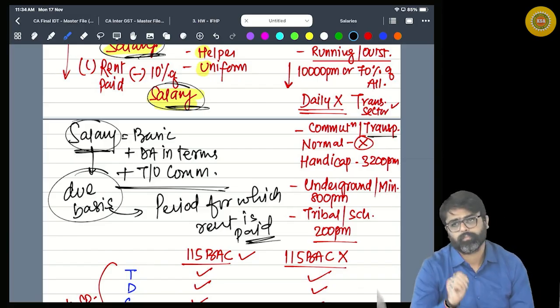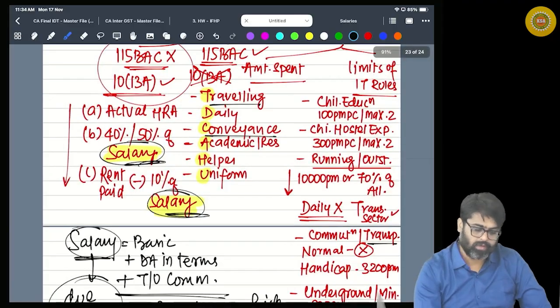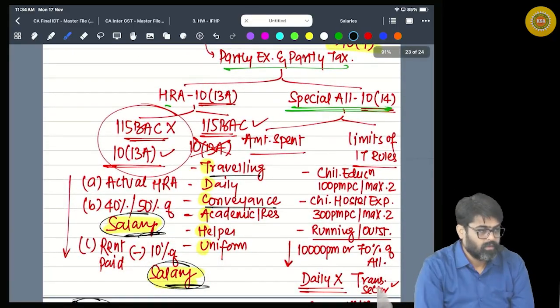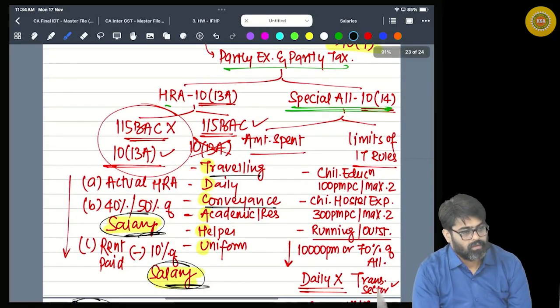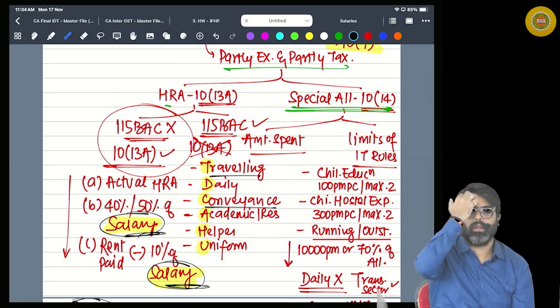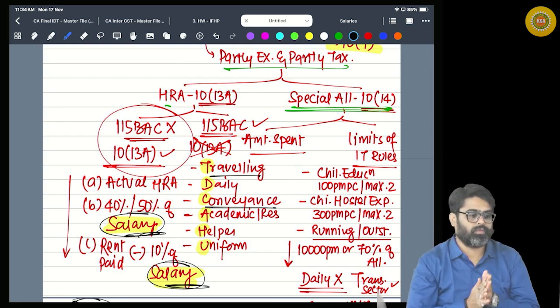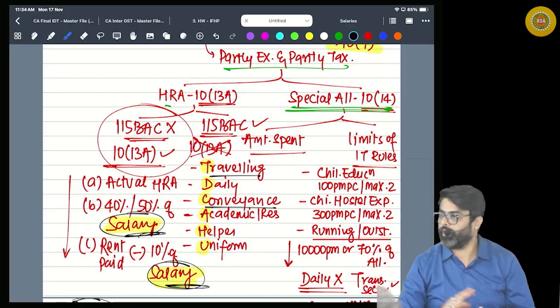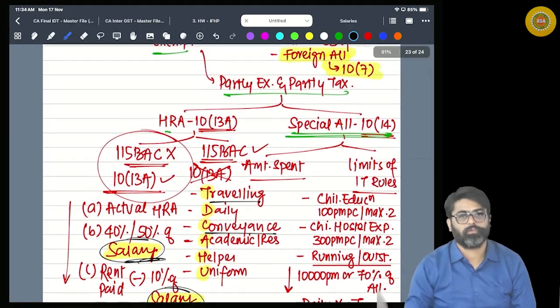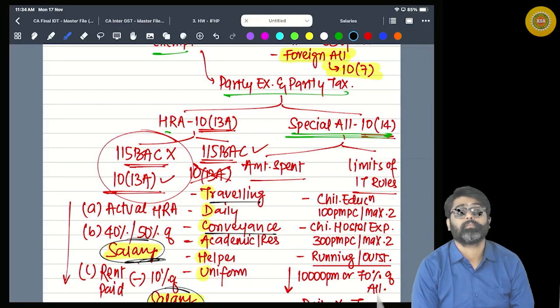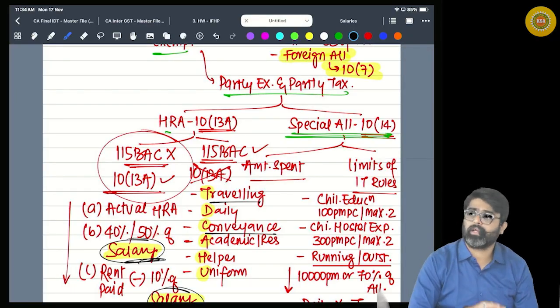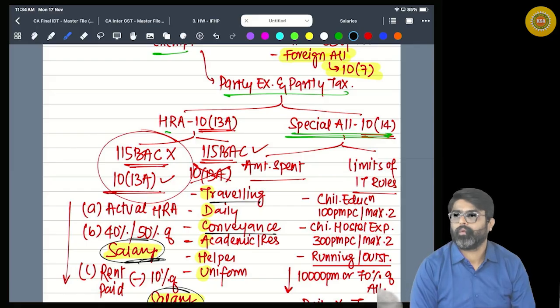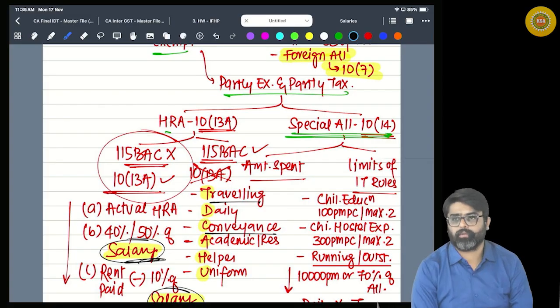Rent is paid. Now tell me, are you an employee? Tell me yes or no. Are you receiving HRA? Following 115BAC, HRA will be fully taxable. No exemption. No need to do all these things. Yes or no? But are you an employee? Yes. Receiving HRA and not following 115BAC. Not following. Will your HRA be exempt?